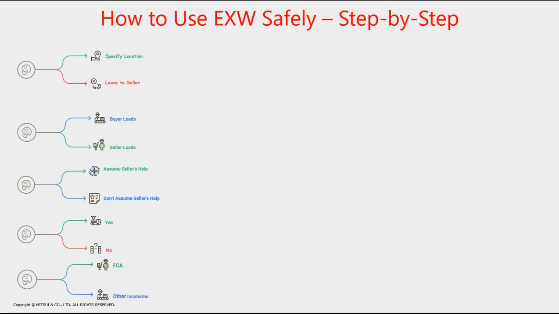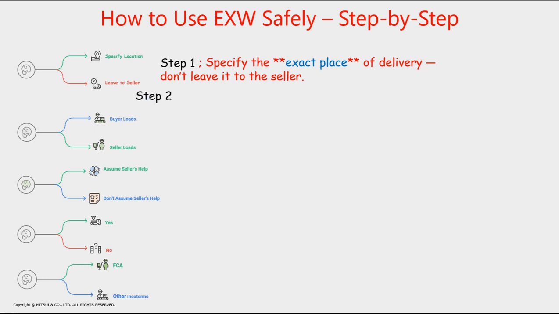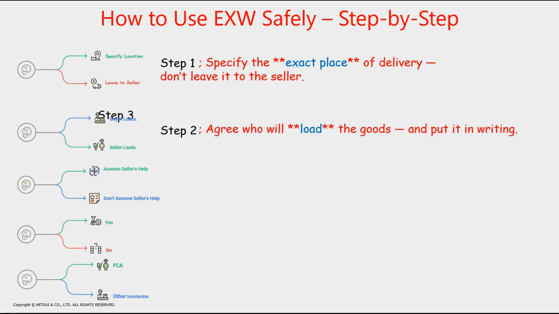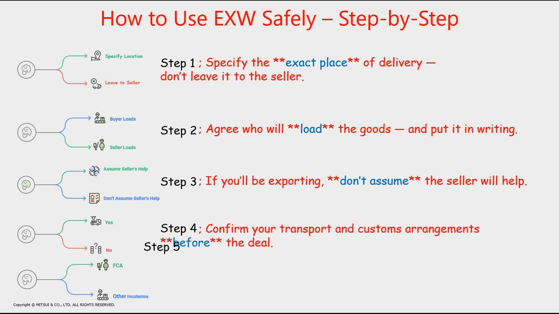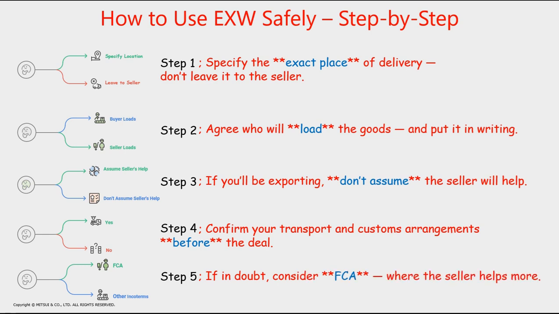Let me share some tips on how to use Ex Works safely, step by step. Step 1. Specify the exact place of delivery, don't leave it to the seller. Step 2. Agree who will load the goods, and put it in writing. Step 3. If you'll be exporting, don't assume the seller will help. Step 4. Confirm your transport and customs arrangements before the deal. Step 5. If in doubt, consider FCA, where the seller helps more.